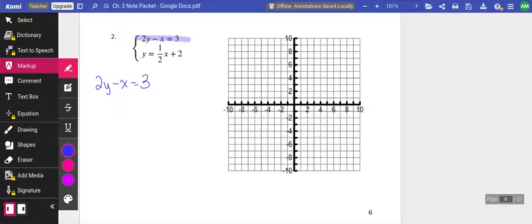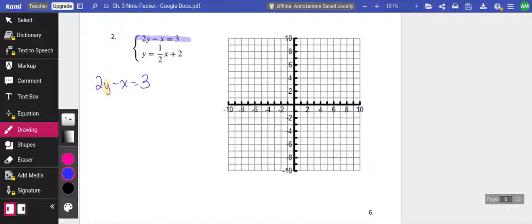So to do that, again, slope-intercept form means that you have your y by itself. To move things away from your y, you're going to have to add x to both sides. 2y equals x plus 3. And then divide by 2 to get y by itself. And you get y equals x over 2 technically, plus 3 over 2. That is not a nice one. Not nice.